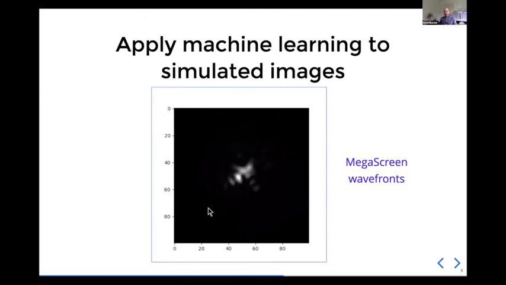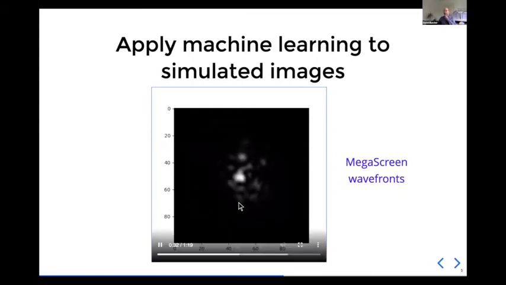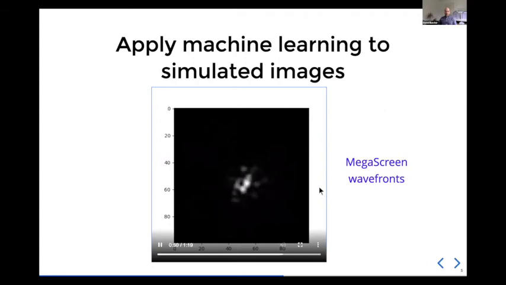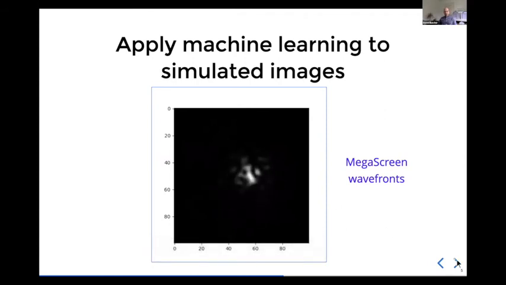Because we know what the tilt is, we can just feed that into the neural network and train it on that. And I just wanted to use this moment to quickly plug the Megascreen program, which is used to generate these wavefronts. It gives you accurate wavefronts, including the tilt. But it generates it 10 times faster than real time in Python on a single CPU. So it's pretty fast and pretty accurate.